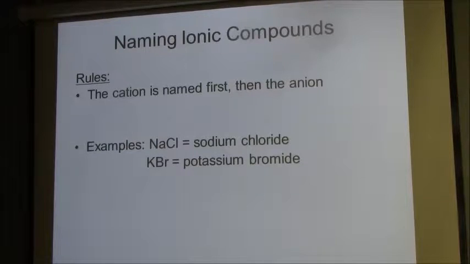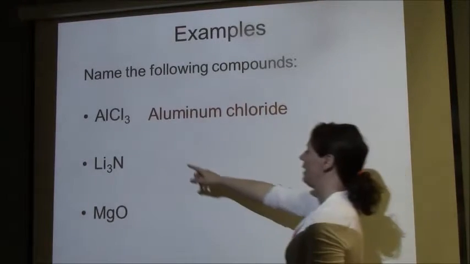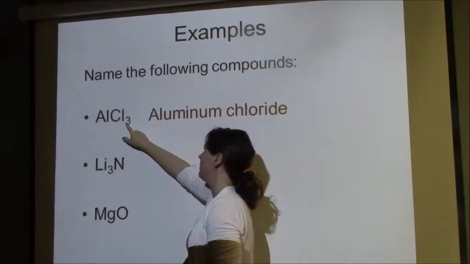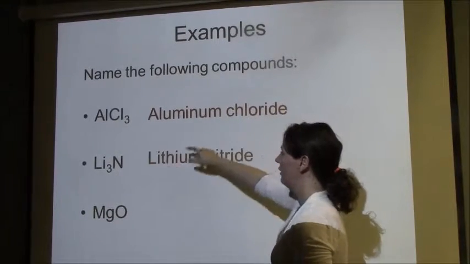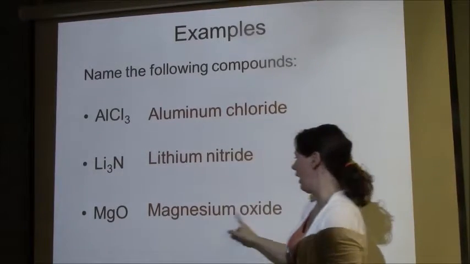KBr is called potassium bromide. Cation first, anion second. So for instance, if we were naming these three, note that the subscript does not affect the name at all, right? That subscript's just telling me how many we have. So this is called aluminum chloride. This is called lithium nitride. This is called magnesium oxide.